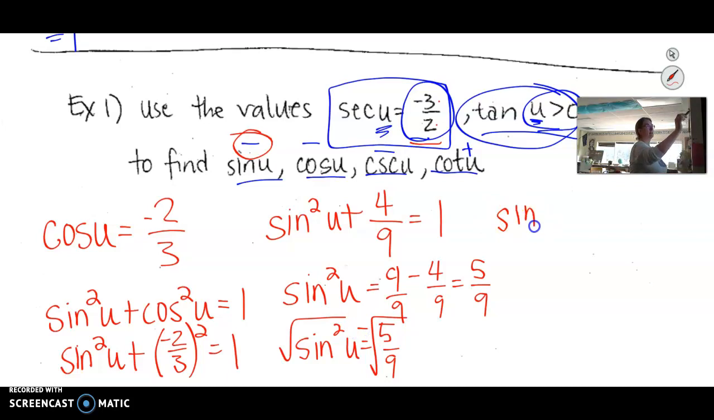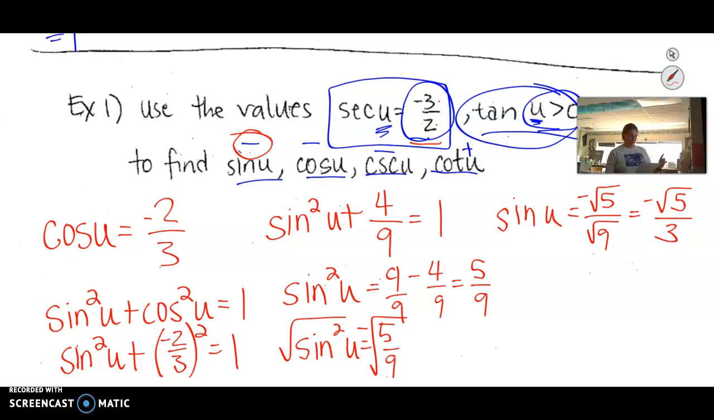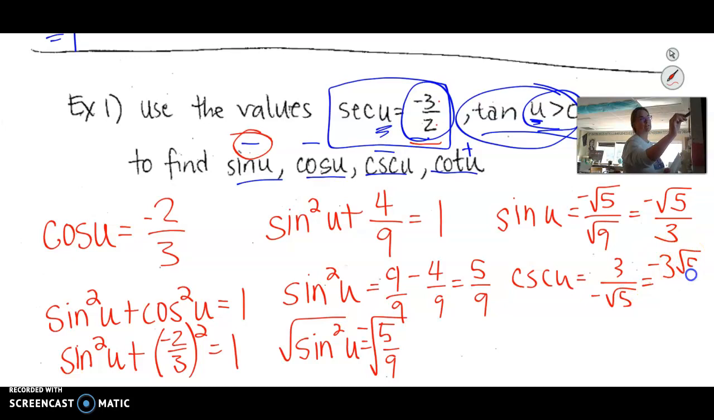So the sine of u, when I take the square root of something squared, it cancels out, is equal to the square root of 5, and it's negative, over the square root of 9. I can split that up. When you have a quotient, you can split it up underneath the square root, and that becomes negative square root of 5 over the square root of 9, which is 3. Okay, then to find the cosecant of the angle, we can simply flip that and rationalize, which would be 3 square root of 5 over 5. You can check that yourself.